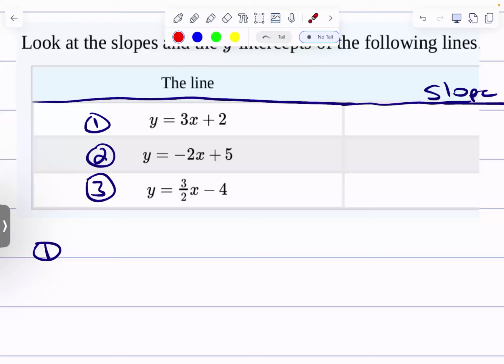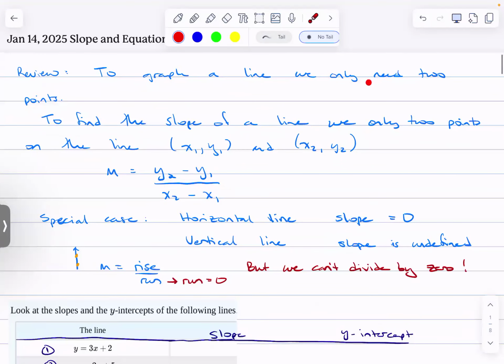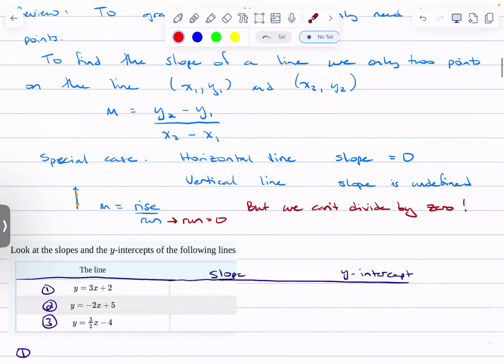If I had to graph this line, I could plug in some value for x and solve whatever the y would be on this line. And if I did that twice, I would have 2 points. Remembering that to graph a line, we only need 2 points, but also to find the slope of a line, we only need 2 points. So either way, we only need 2 points and then we're ready to move on.